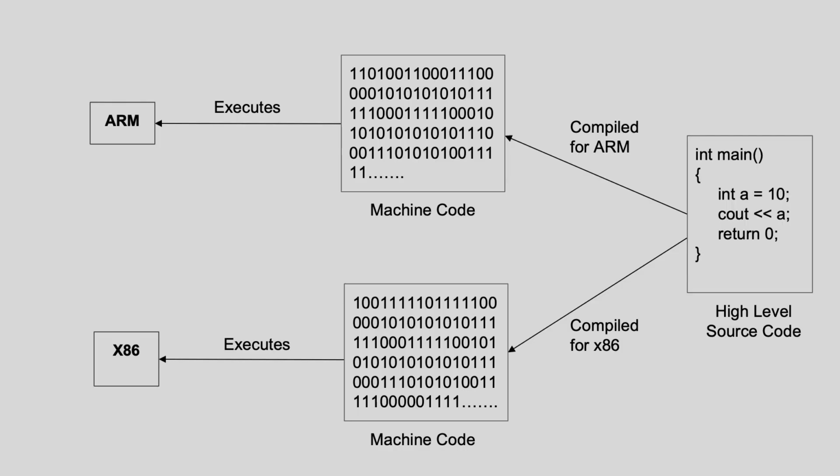Now, one of the biggest advantages of high-level languages is their portability. That means if you want to execute your source code written in any high-level language on different processor architectures, all you need is a compiler or an interpreter for that particular processor architecture. For example, if you want to execute your source code on an x86 processor architecture, you will need a compiler or an interpreter for x86. And in case you want to execute your source code on ARM processor architecture, all you need is a compiler or an interpreter specifically for ARM.